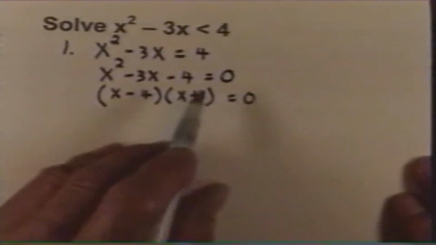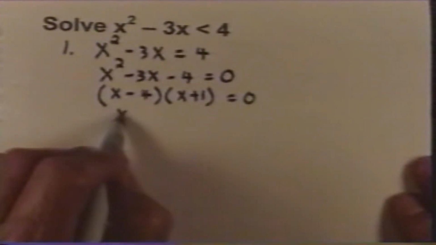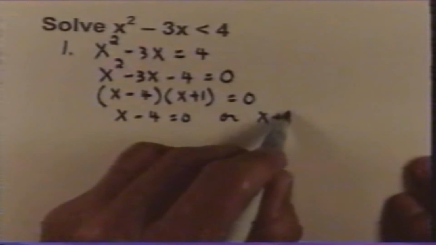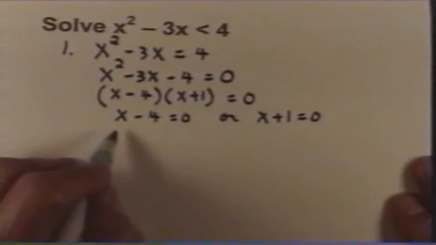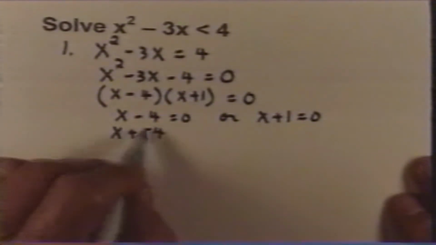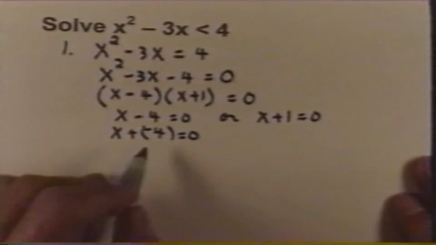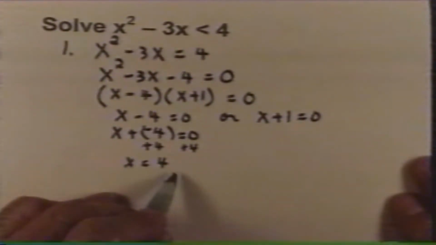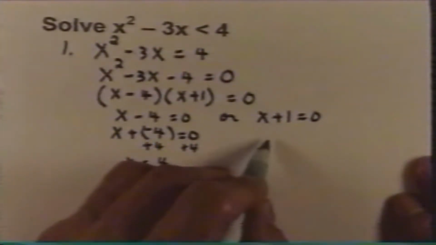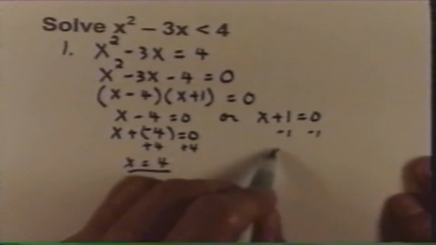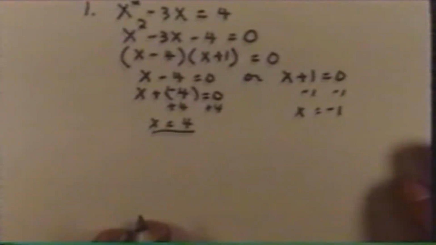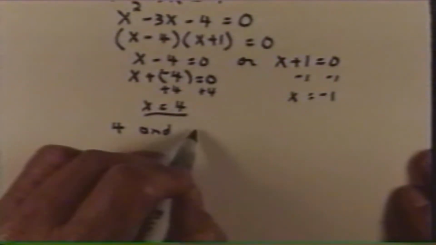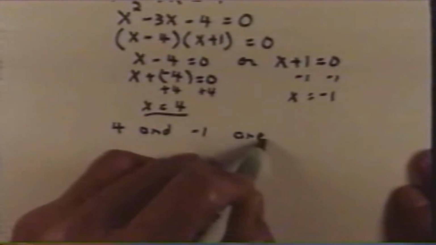Since I'm multiplying two things together to get 0, then one of them is 0. So either x minus 4 is equal to 0, or x plus 1 is equal to 0. Of course, this is the same as x plus a negative 4 is equal to 0. So I can add a positive 4 to both sides, and I get x is 4. Here I can add a negative 1 to both sides. I get x is negative 1. So that tells me that 4 and negative 1 are boundaries.